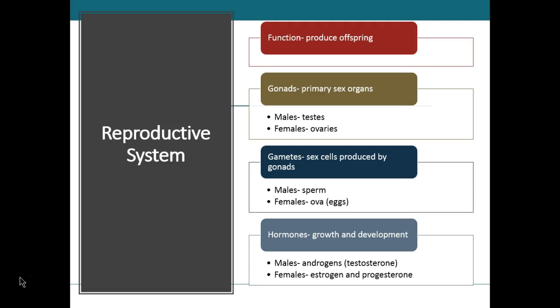But there's a varied group of ducts that store and transport the gametes, and then there's also accessory organs that produce substances that protect the gametes and also help to facilitate their movement. There are supporting structures such as the penis in males and the uterus in females that assist in the delivery of the gametes, and the uterus is also, of course, where a baby's going to grow when pregnancy occurs.